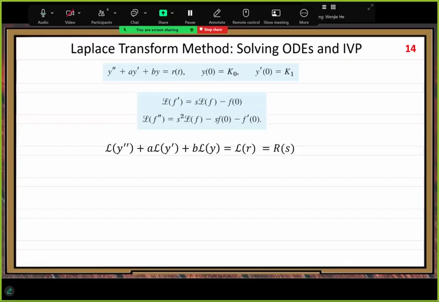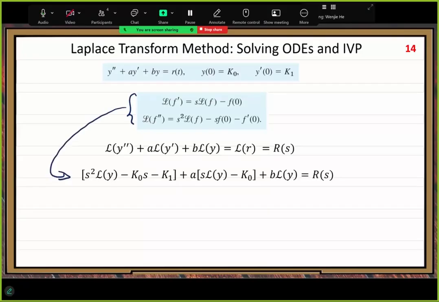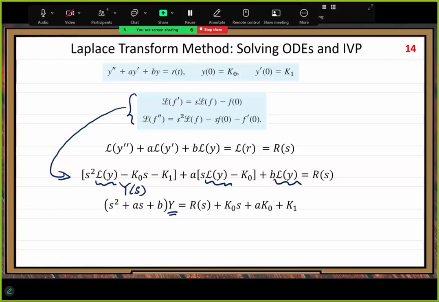On the right-hand side, for the Laplace transform of little r, we use capital R of s to represent its Laplace transform. We assume we can find that function. On the left-hand side, we apply these two derivative formulas directly. Then there is the Laplace transform of y, where people use capital Y of s to represent the Laplace transform of little y.